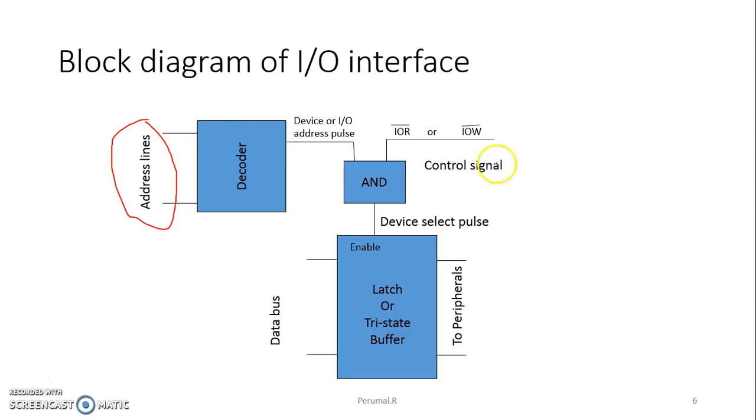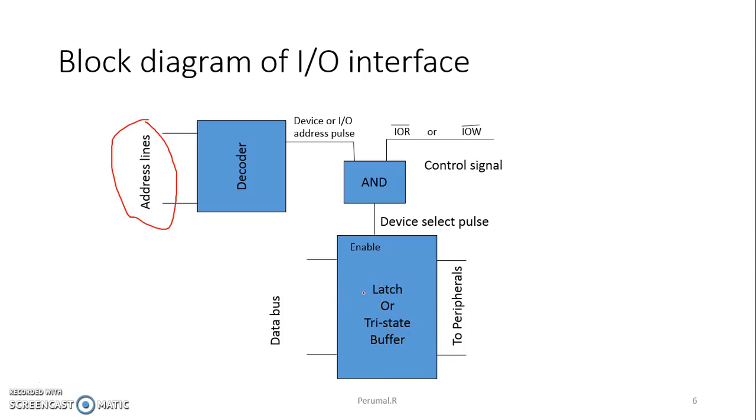This pulse will be connected with the control signal, that is, the microprocessor's IO read signal and IO write signal. Combined with these two signals, the device IO address pulse and the IO control signal, we will get another signal called the device select pulse. This is for enabling the latch or tri-state buffer.